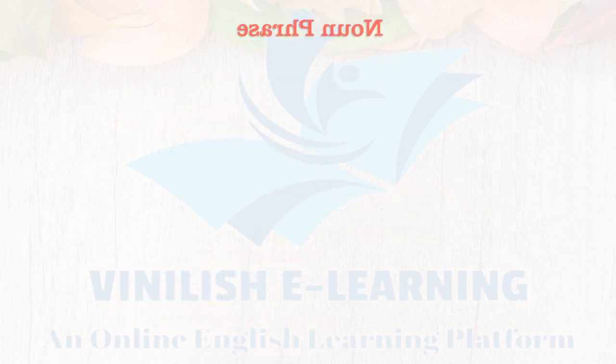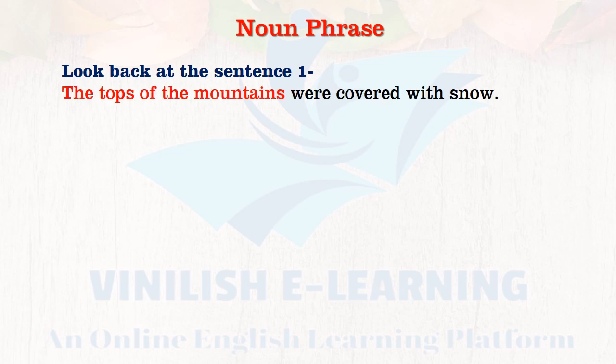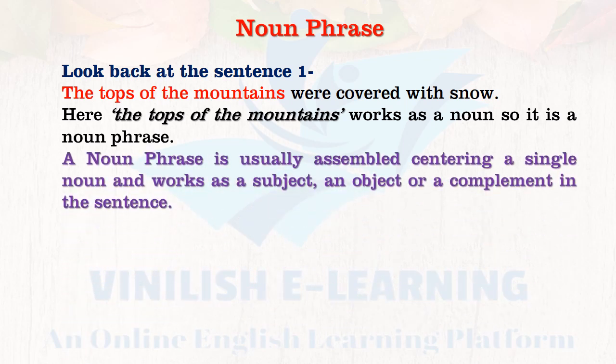Noun phrase. Look back at sentence number 1. The tops of the mountains were covered with snow. Here, the tops of the mountains works as a noun, so it is a noun phrase. A noun phrase is usually assembled centering on a single noun and works as a subject, an object, or a complement in a sentence. More examples of noun phrase.